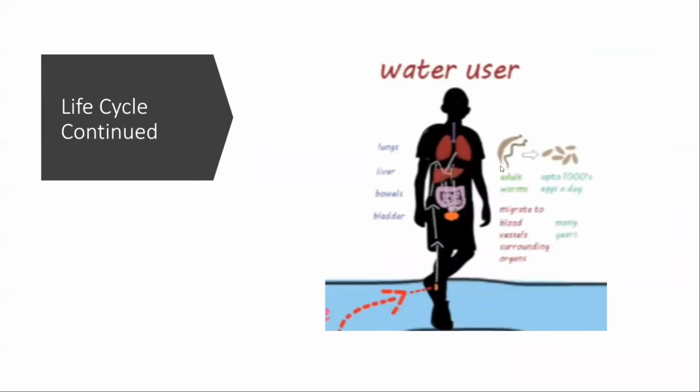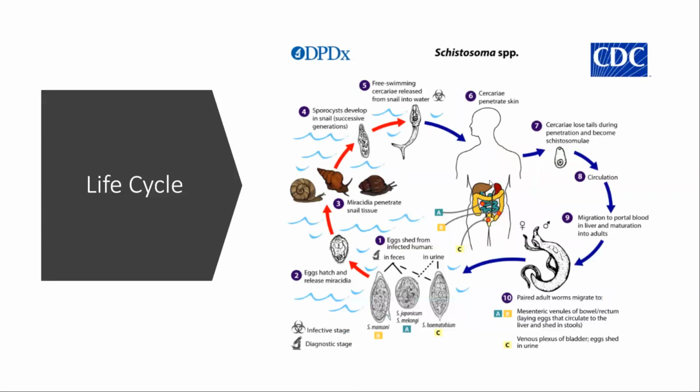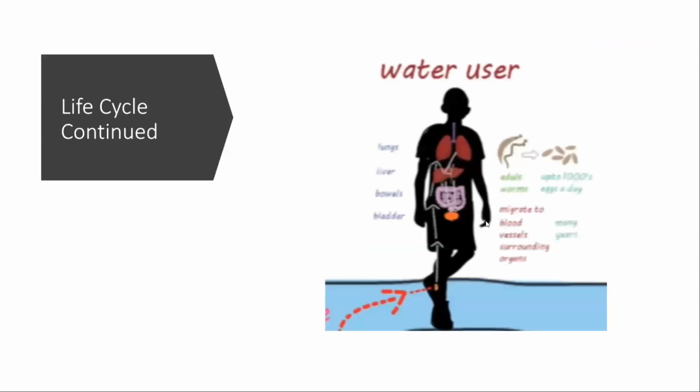And then once they become adult worms, they migrate to blood vessels that usually surround important organs. The organs that they like to go into are, from the liver, the bowels or the bladder. And these adult worms lay up to 1,000 eggs a day. And once they're laid, there are two different pathways that the eggs can go. So the first one is the eggs go back right here. The eggs can go back into the water, and then the whole cycle just starts all over again. So that's the first pathway.